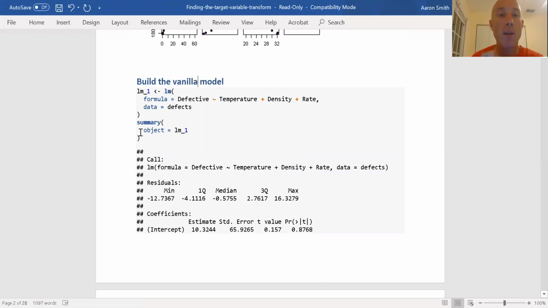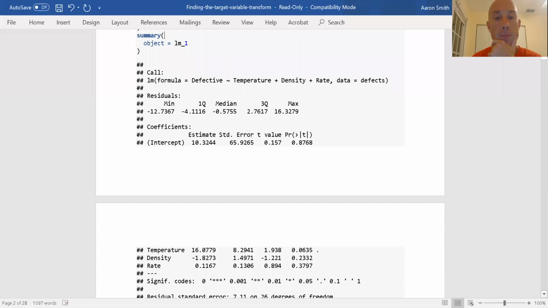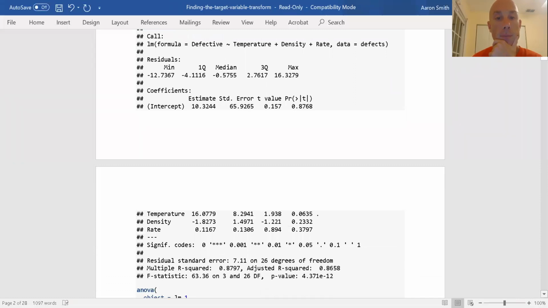All right, so here I've got the vanilla model in all degree 1 terms, predicting defective. Let's go ahead and take a look at what we've got. Here I see that temperature looks like it's pretty close to statistically significant, but the other two are not. And this one isn't even under 0.05. That's kind of surprising.